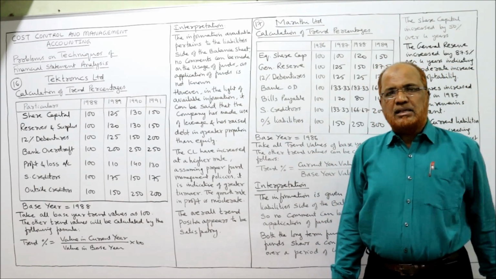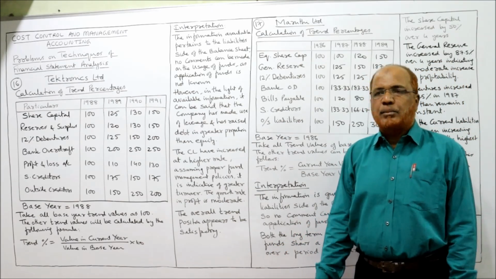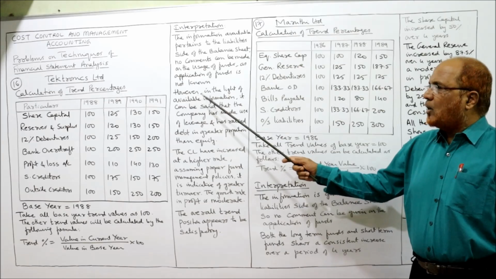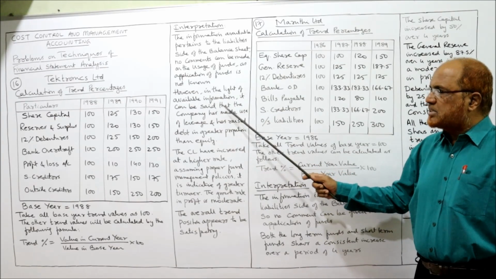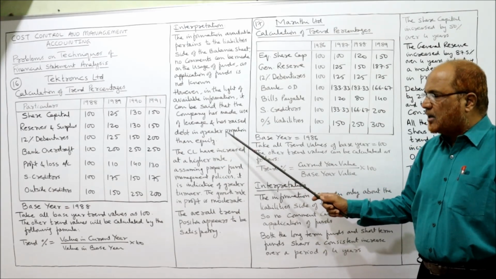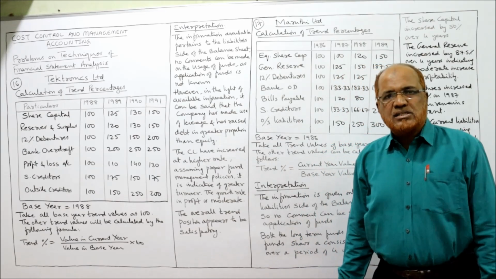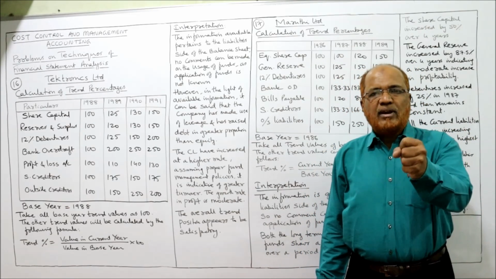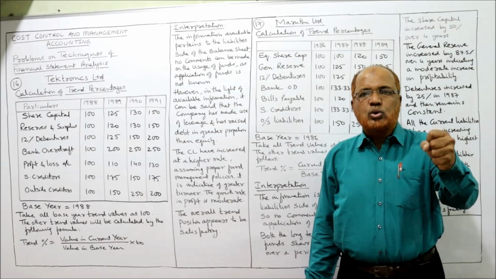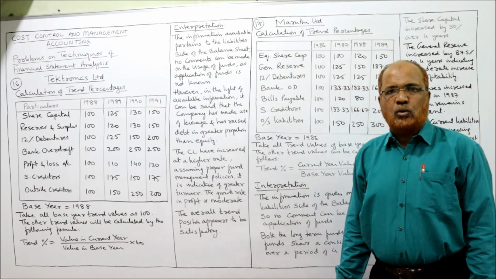How the funds are utilized, what are the assets of the business, we cannot give the opinion because information is not given. Second, however, in the light of available information, it can be said that the company has made use of leverage and has raised debt in greater proportion than equity. If you compare these values, the company has used the leverage. Leverage means more use of debt than equity.